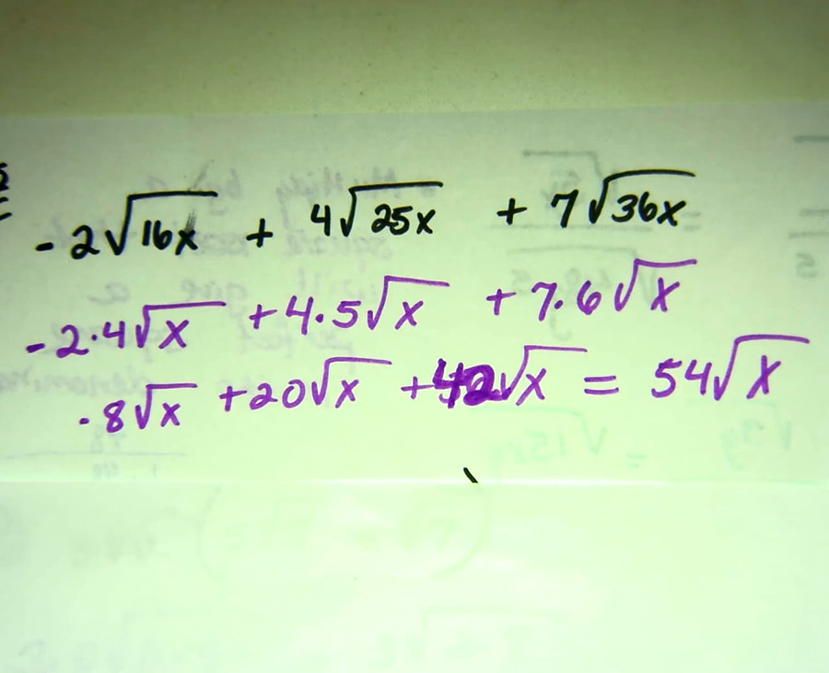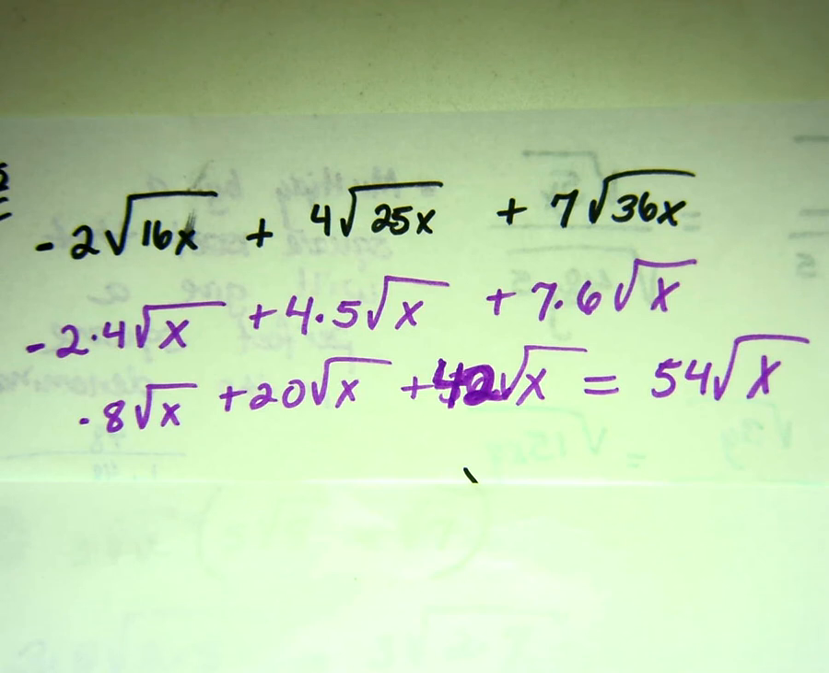So square root of 16 is 4. So that would be negative 2 times 4. Bring down the square root, bring down your x. Negative 2 times 4 is negative 8. Square root of 25 is 5. Factor out the 5. So 4 times 5 is 20. Bring down the square root of x. 36. Square root of 36 is 6. 7 times 6 is 42. Bring down your radical. Bring down your x.